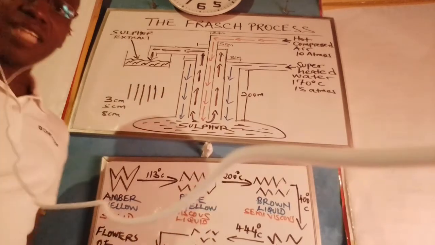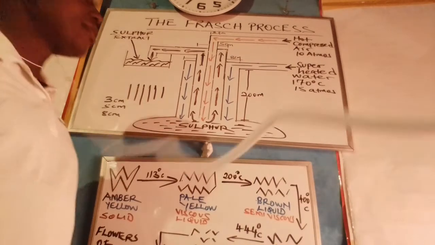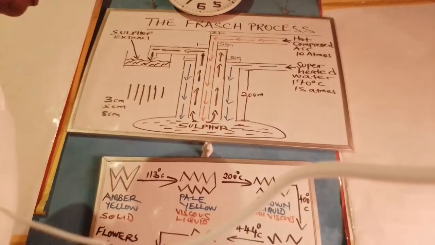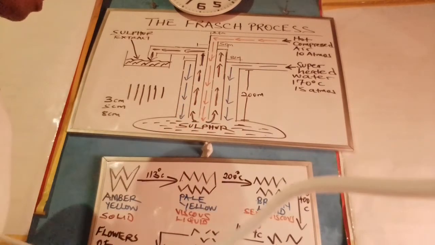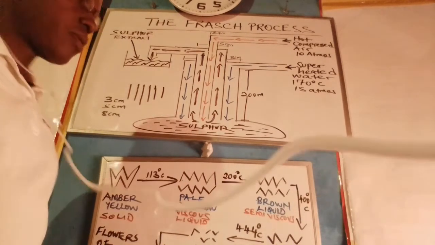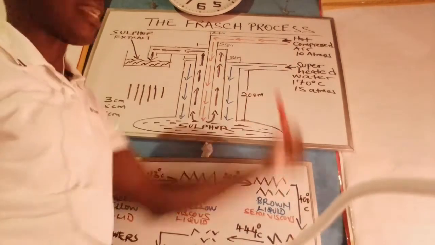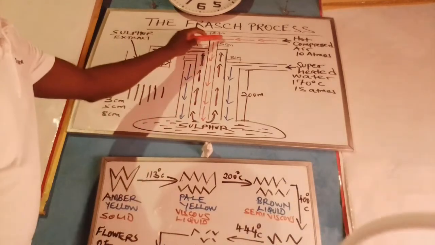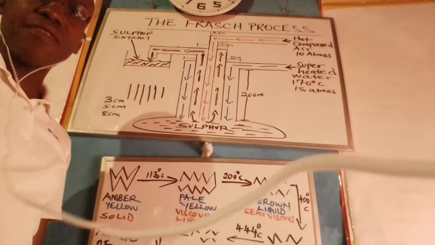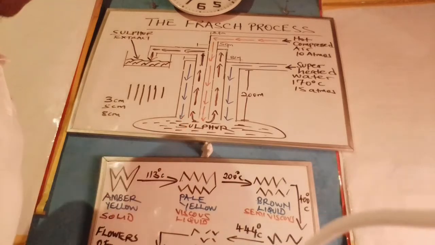Now, in order to reach the sulfur deposit, superheated water at 170 degrees Celsius and 15 atmospheres of pressure is pumped through the outermost concentric pipe in order to melt down the solid sulfur underground. Once the solid sulfur is confirmed melted, hot compressed air at 10 atmospheres is forced along the innermost concentric pipe in order to compress the surface of molten sulfur and push it upwards along the middle concentric pipe.